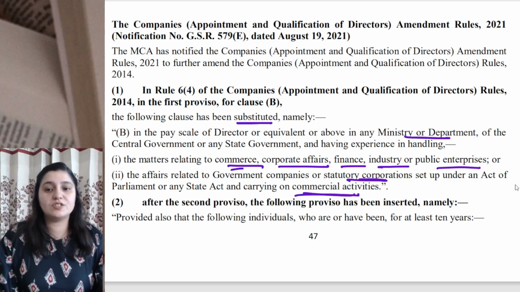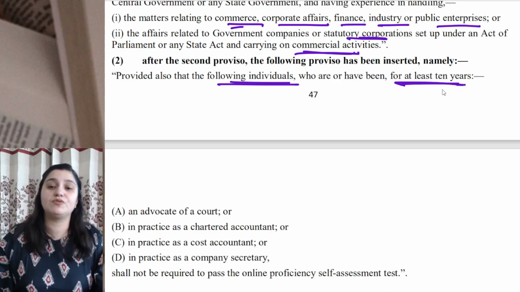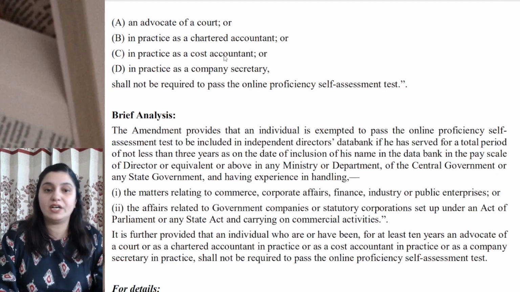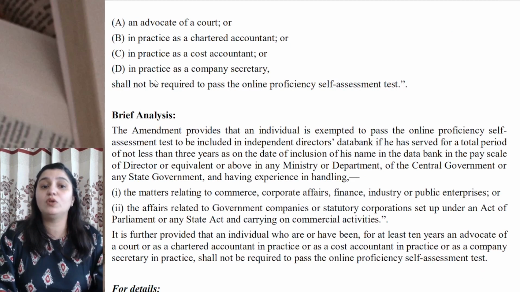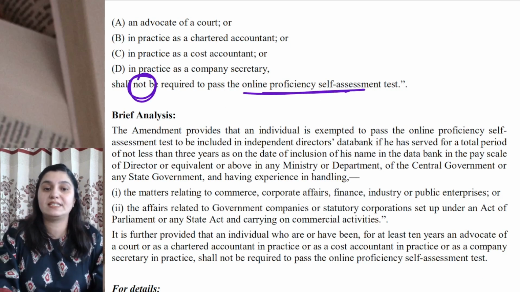So this is the first clause of the amendment. In the second amendment, they tell us about the following individuals who have been for at least 10 years an advocate of a court, or in practice as a chartered accountant, practice as a cost accountant, or practice as a company secretary. They also need not pass the online proficiency self-assessment test.